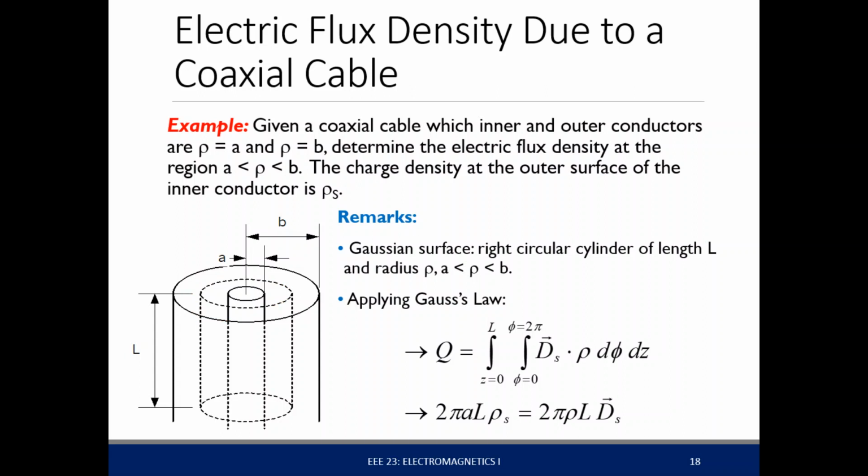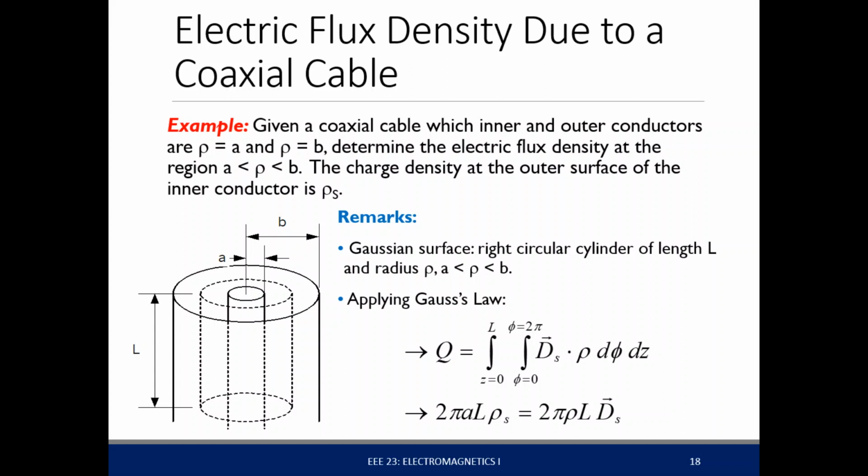Okay. So the coaxial cable has an inner conductor of radius A, an outer conductor of radius B, and the charge density is just on the outer surface of your inner conductor. Okay? So the charge density is only on the outer surface. There's no charge inside the inner conductor. So it's all on the surface of the inner conductor. So what is the electric flux in between them?